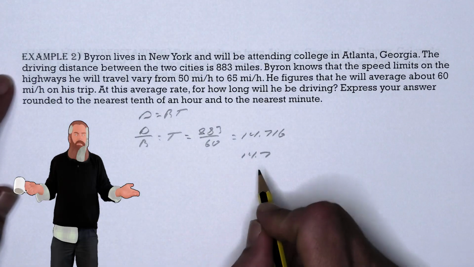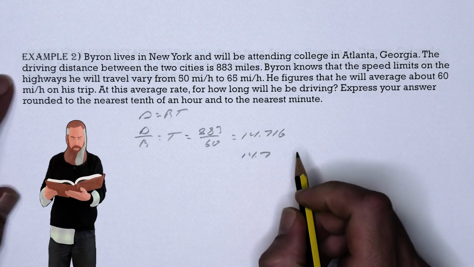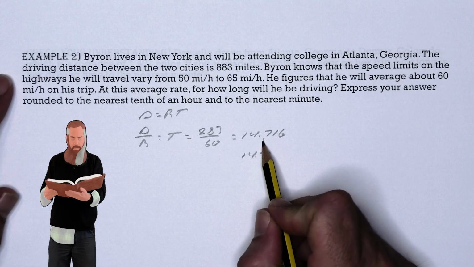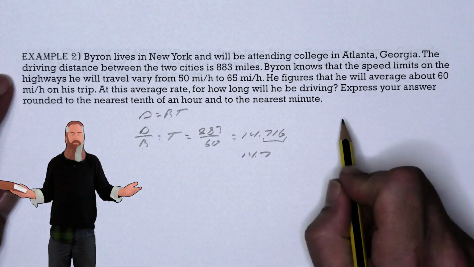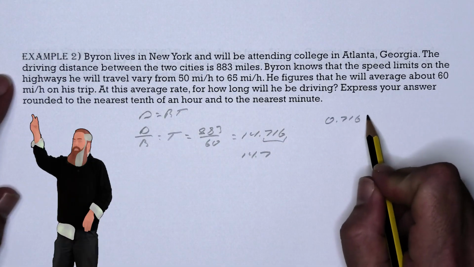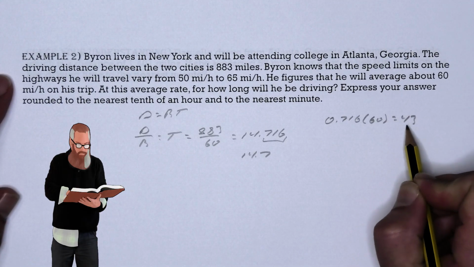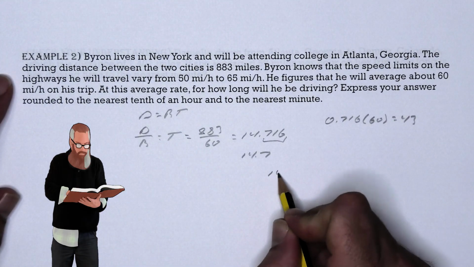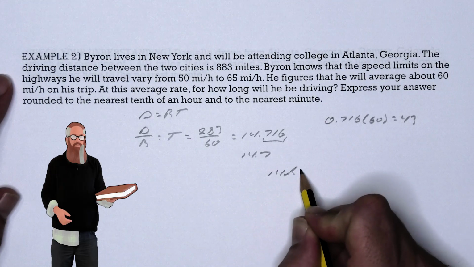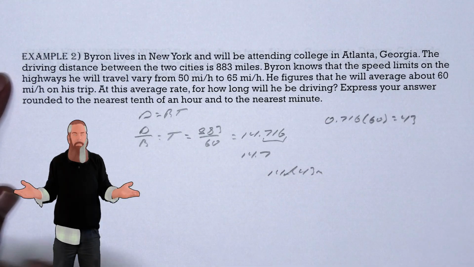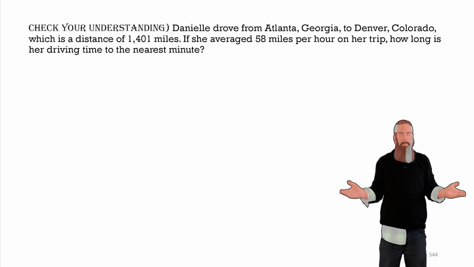So we have 14 hours and the 0.7 hours. What we're going to do is take this 0.716. If we were to multiply it by 60, then we will get 43, and that's going to give us our minutes. So we're looking at 14 hours and 43 minutes. Now, let's check our understanding.